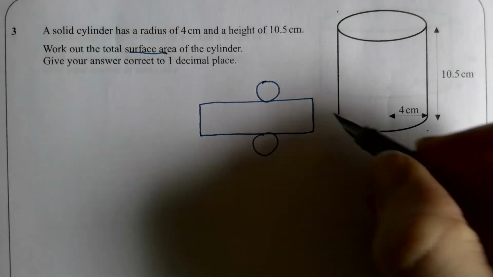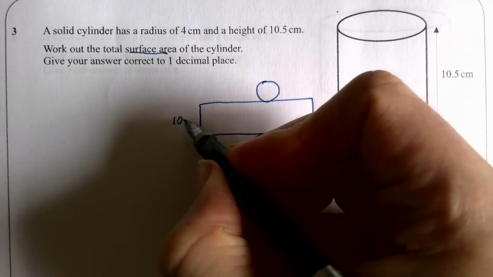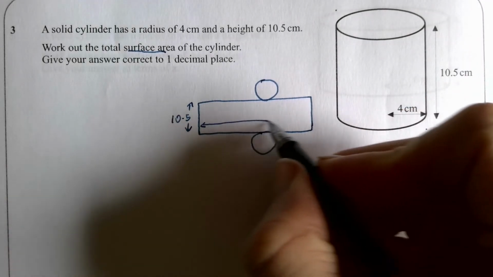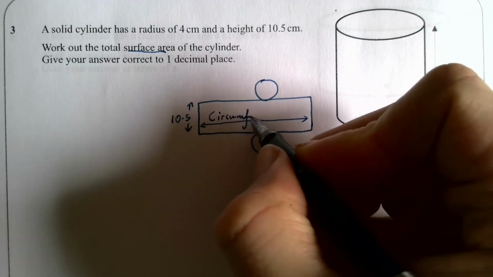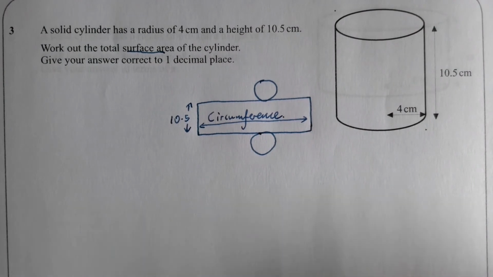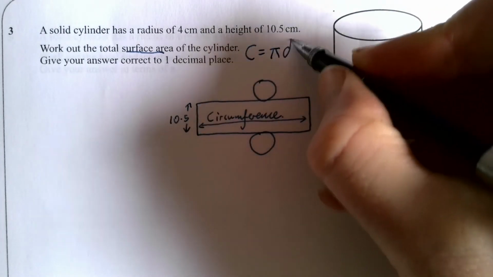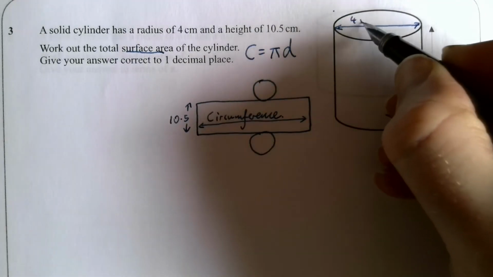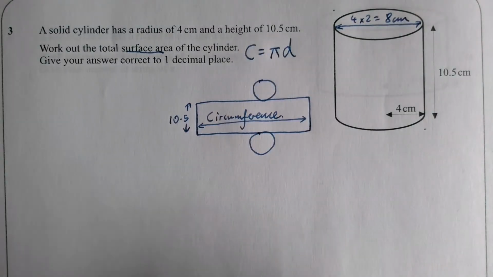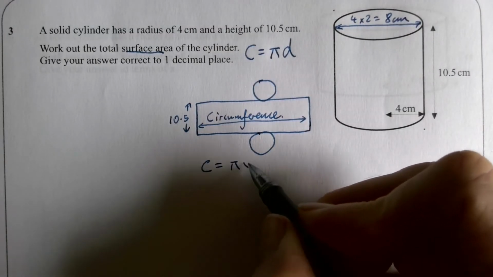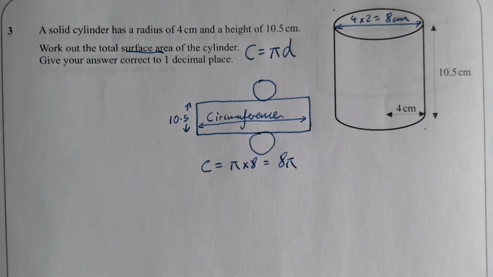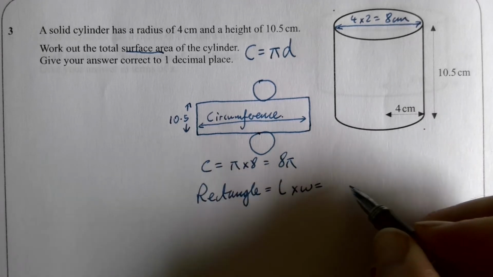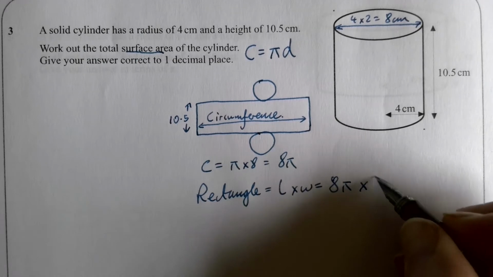So the rectangle, this distance from here to here, is the 10.5 centimetres of the height. We've then got this length here, which is the circumference of the circle. And we need another formula, for the circumference of a circle is pi d, or pi times the diameter. We're told the radius, so the diameter will be 4 times 2 equals 8 centimetres. So the circumference is going to be pi times 8, which we could just call 8 pi for now. So the rectangle's area is the length times the width, which is going to be, the length is 8 pi times 10.5.